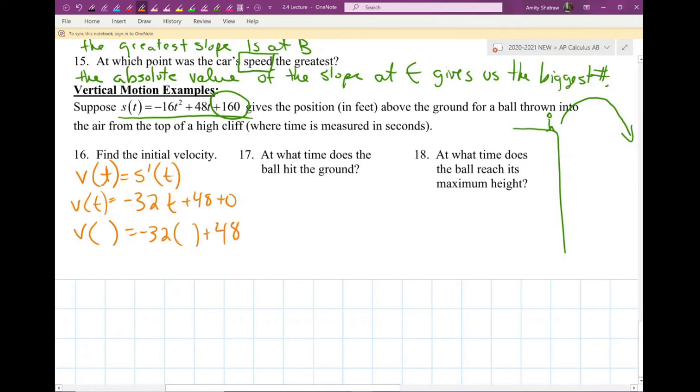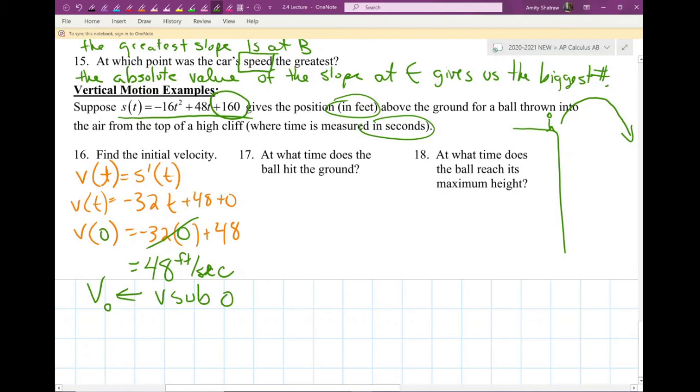And this is really quite simple. I know how to do this. I get a 0, I get a 0. Well, that's going to be a 0. And so my initial velocity is 48. And it says that we are using feet and seconds. So I'm going to write feet per second. And that is going to be my initial velocity. By the way, in other books, you might see this called v sub 0.